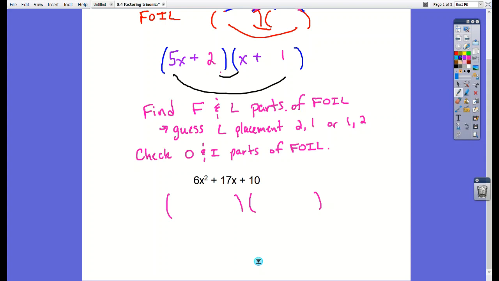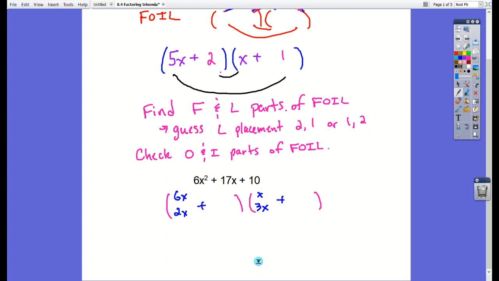Okay, so this time we have two options. As you said, we could have a 6x and an x, or we could have a 2x and a 3x. The reason I'm only writing these options and not writing x and 6x is because once you have them placed, we don't have to worry about that. We'll worry about the L portion, okay? Once we place these, they're just set. We know that both signs are plus.